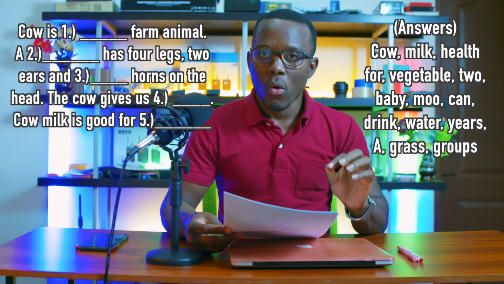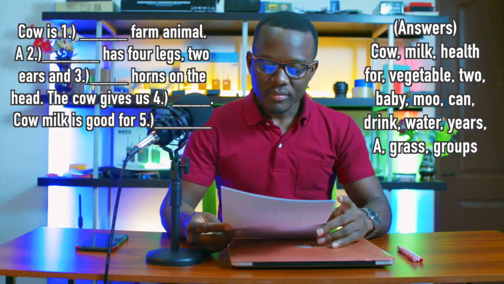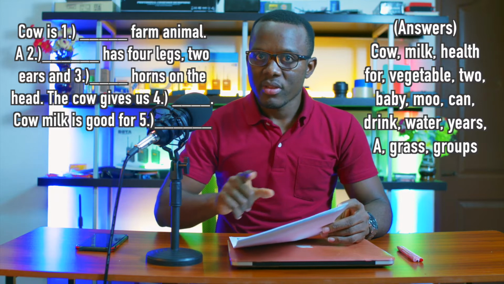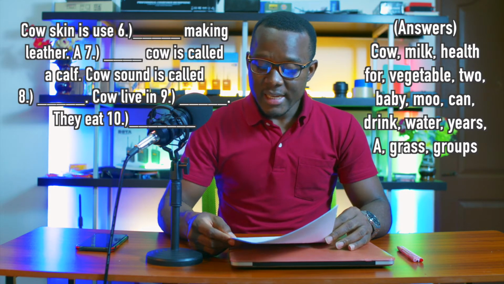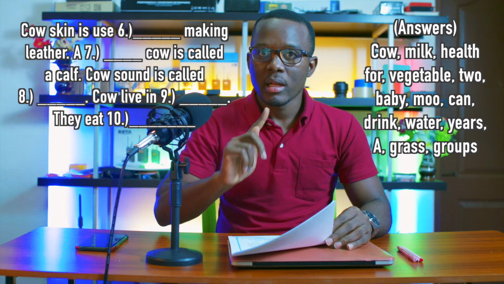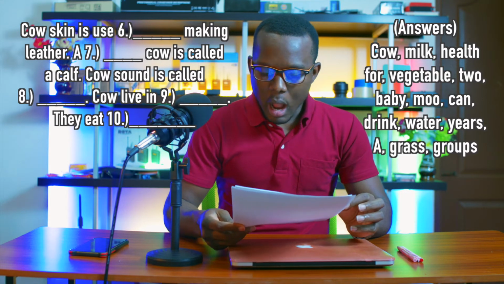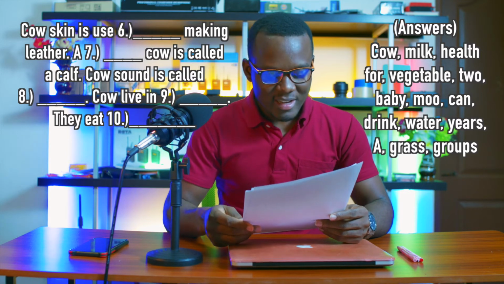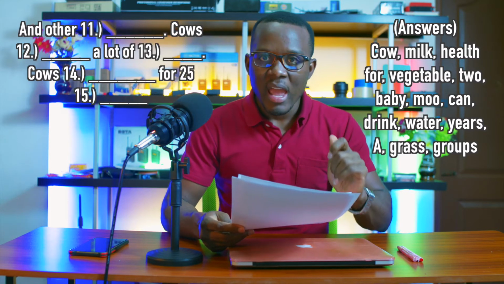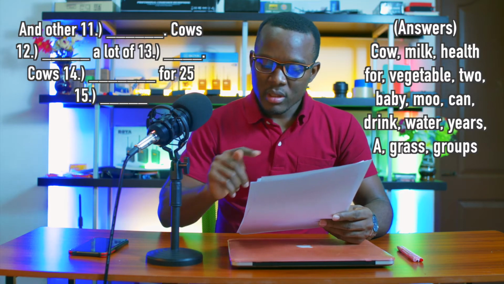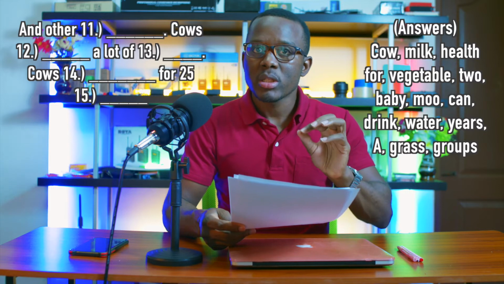A Dutch has 4 legs, 2 ears, and Dutch horns on the head. The cow gives us Dutch. Cow milk is good for Dutch. Cow skin is used Dutch making leather. A Dutch cow is called a calf. Cow sound is called Dutch. Cow live in Dutch. They eat Dutch and other Dutch. Cows Dutch a lot of Dutch. Cows Dutch live for 25 Dutch.